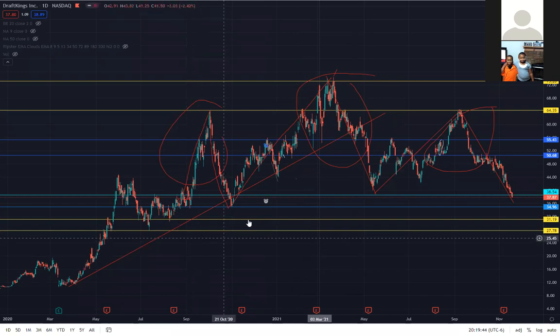So now you have to look at this. Whenever you have a head and shoulders, you know it's a head, the shoulders on both sides, the head's in the middle. But the line underneath both shoulders, this light blue line right here, that's called the neckline. You guys follow me? That's the neckline.